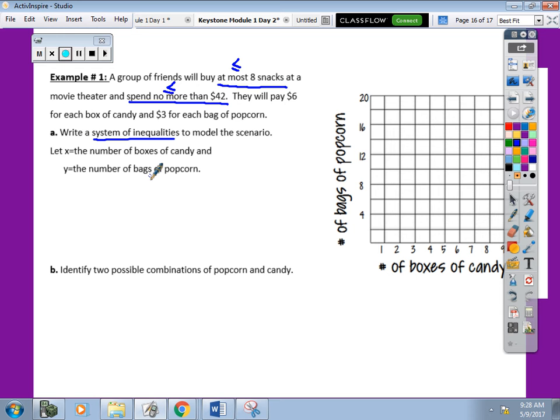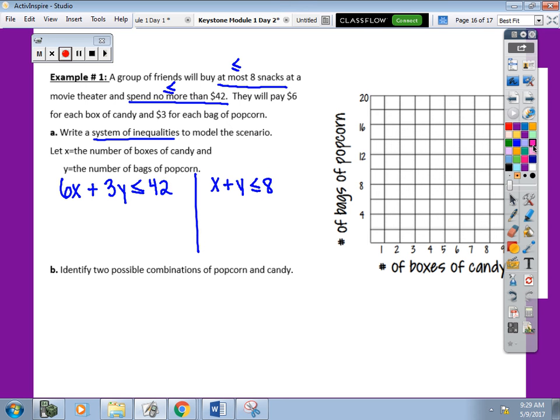So remember, money is going to go in an inequality with money. So we should have $6 for each box of candy would be 6x plus 3y. So that's money, money. We're going to use the money, $42, for this inequality. Okay, now the other one, there's no information really about snacks. But remember, X stands for the number of candy snacks we buy. Y stands for the number of popcorn snacks we buy, together that has to be at most 8. So that should be just plain old x plus y is less than or equal to 8.